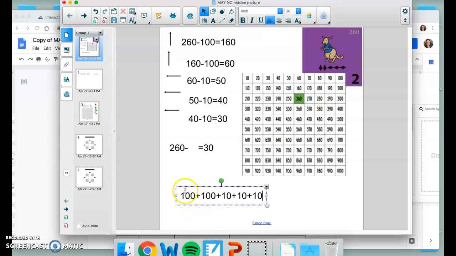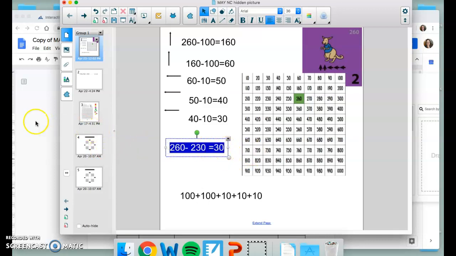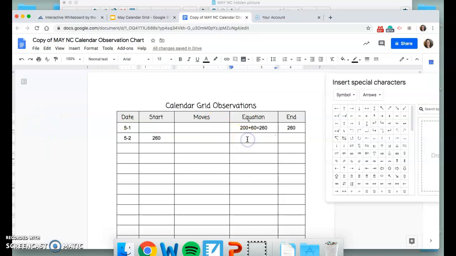Well, I know 100 plus 100 is 200, and 3 10s, 10, 20, 30. 200 plus 30 is 230. So he went back 230 on the thousands grid. So now let's take that information, I'm going to highlight that there, and we're going to put that right into our equation chart.